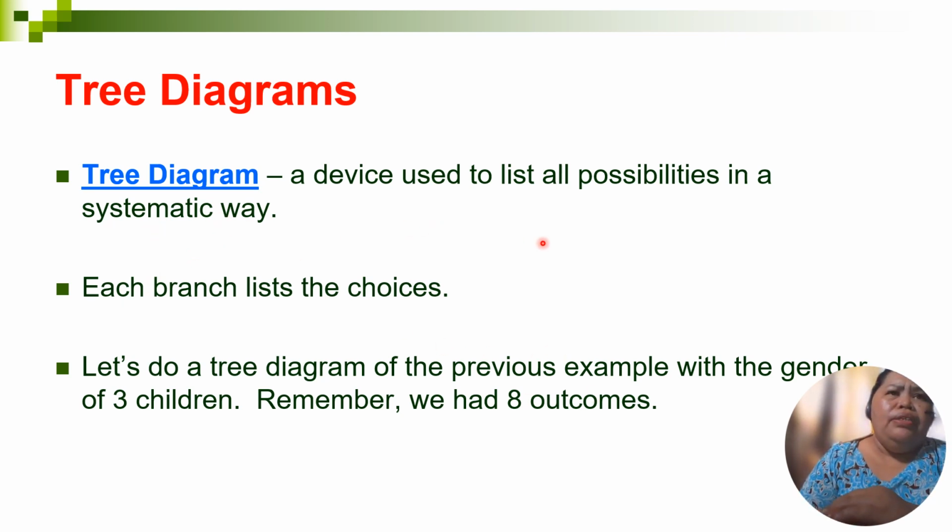A tree diagram is a device used to list all possibilities in a systematic way. Each branch lists their choices. So let's do the tree diagram of the previous example with the gender of the three children. Remember, we had eight outcomes like this.